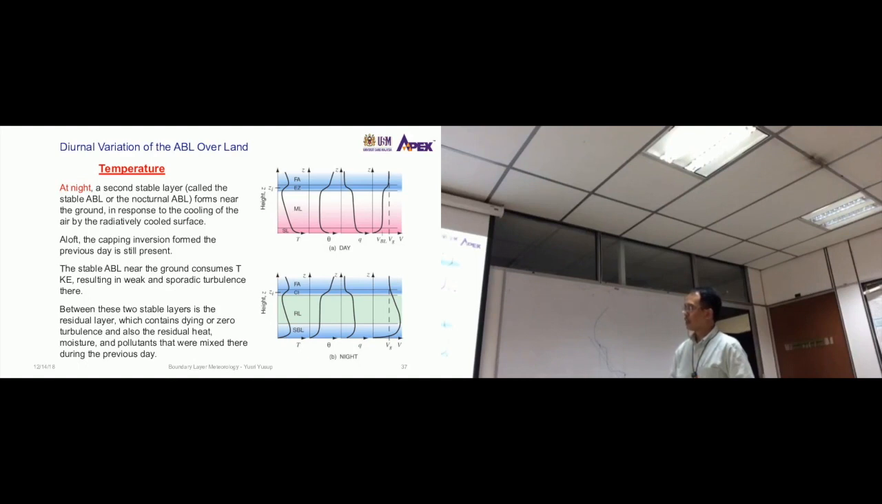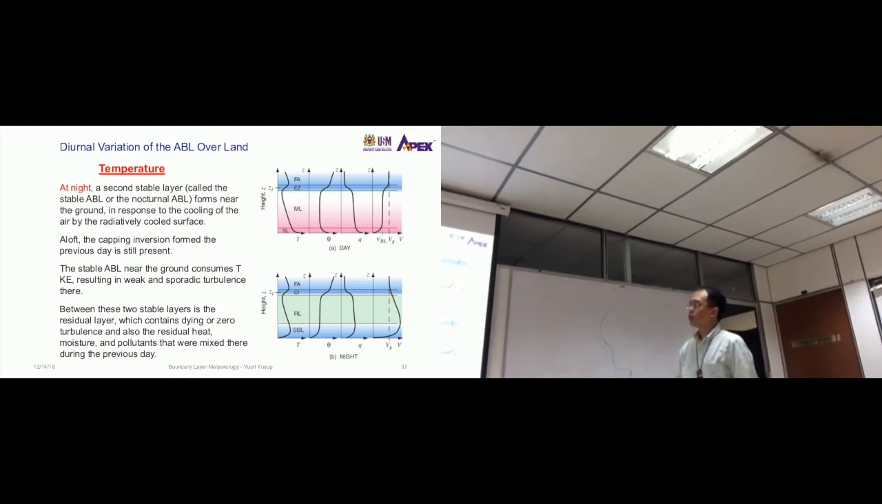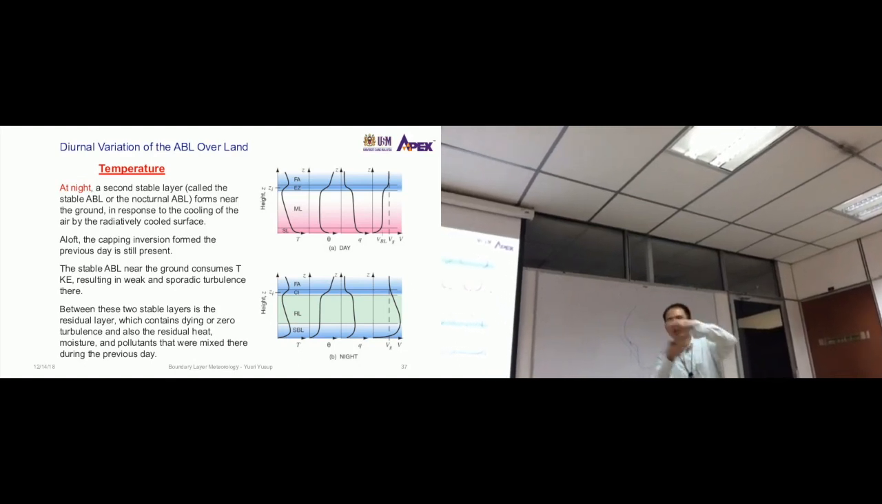Between these two layers is the residual layer. Remember, the mixed layer changed to a residual layer, which contains dying or zero turbulence and also the residual heat, moisture, and pollutants that were mixed there during the previous day. So the residual layer is something like a reservoir, a place where they store all this moisture and so on throughout the day, from day to night and day again.